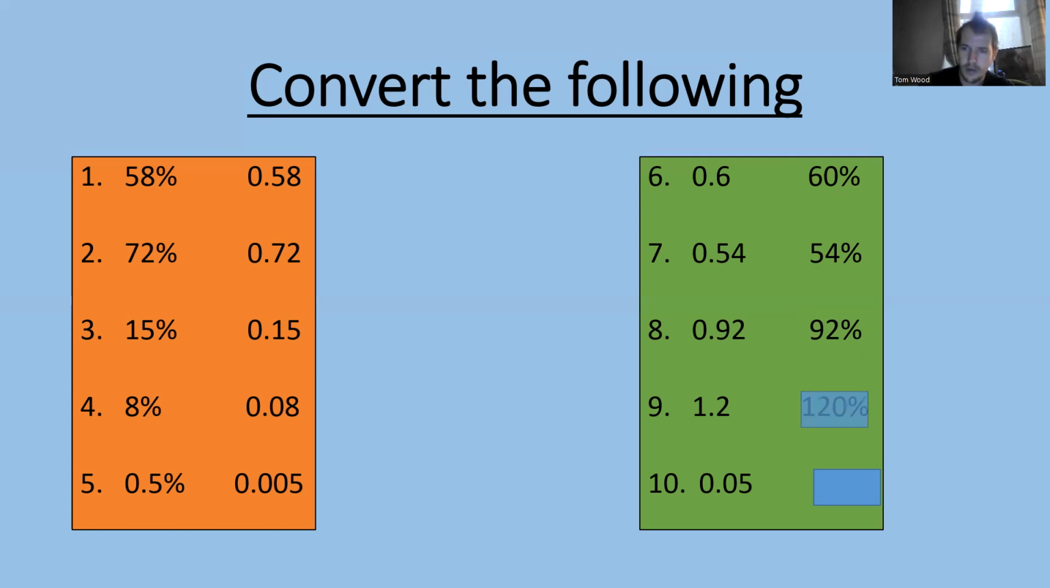Now, 1.2 does give you a bit of a strange answer, but it is correct. Essentially, it is more than 1. So this is a decimal that is bigger than 1. Therefore, as a percentage, it's greater than 100. If you were to write that as a fraction or as a mixed number, we know now that 0.2 is 1/5. So this would be 1 and 1/5, or 6/5. Finally, 0.05 will end up at 5% there.